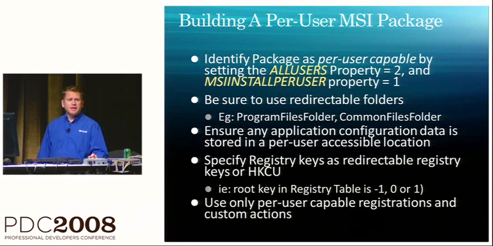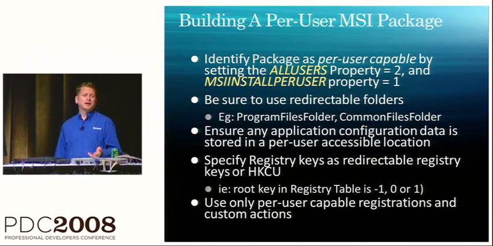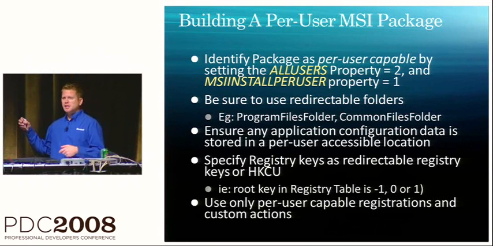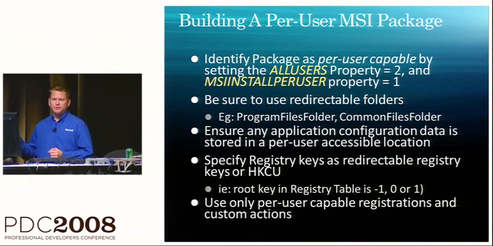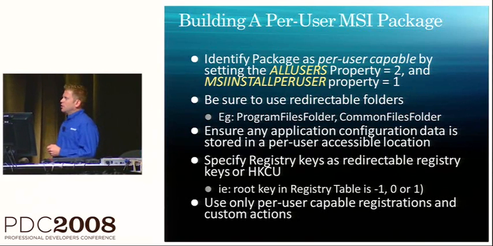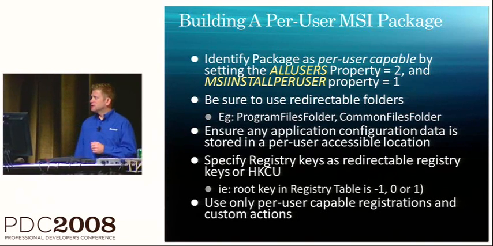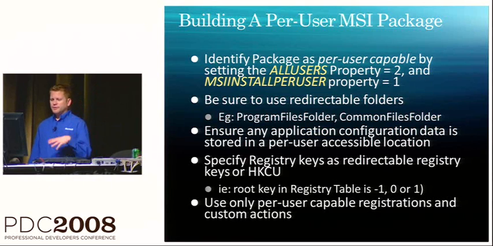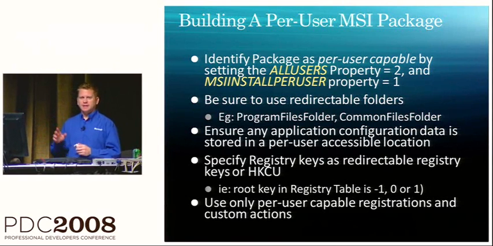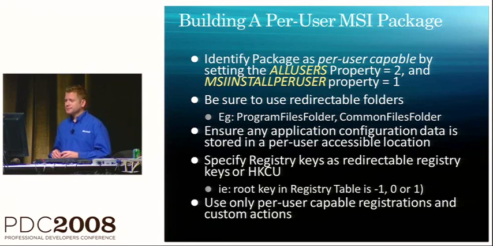You ensure that any of your application configuration data, and this is an important one, is actually stored somewhere that can be accessed without elevating. Most people are already doing this because they didn't want their application to require elevation, but it's important to point out that you don't want to store your configuration data in a machine-wide location. You want to store it in the user's profile. You want to use redirectable registry keys, so you're going to use HKEY_CURRENT_USER, or if the root in the registry table is -1, 0, or 1, that'll be in a redirectable hive, and in that case we'll redirect those things as appropriate.